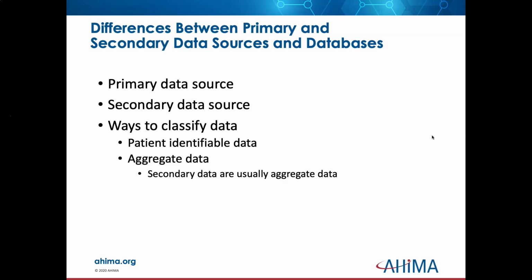So I started to talk about primary data sources and secondary data sources, and again, I'm going to send you back to your book for this, but primary comes directly from the patient record. The patient record is the primary data source. Secondary is pulling information from that record and putting it elsewhere and then using it for reporting, and those are secondary data sources. There are ways to classify data: patient identifiable data versus aggregate data.